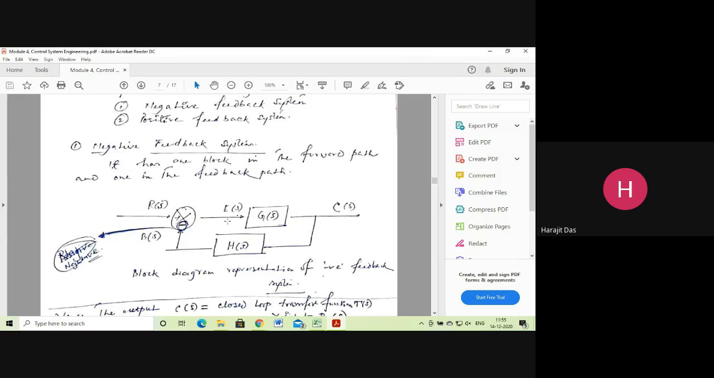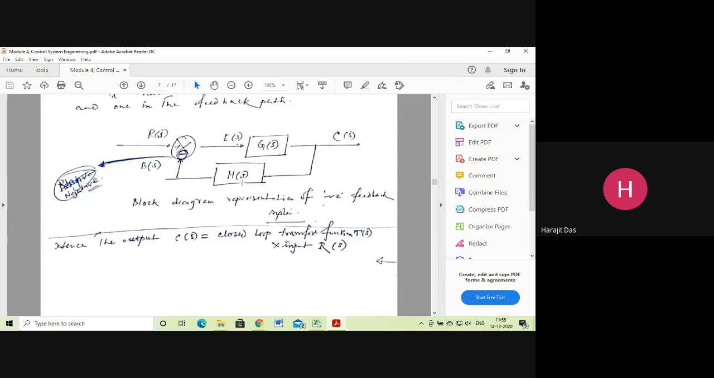So E of S, the error signal, will be given to the forward path gain, or overall gain, that is G of S. Just like the open system, and you will be getting C of S. And if C of S is not accurate, if there is a lack of accuracy, so the feedback gain H of S is what? This is the feedback system gain. So H of S, this system will be giving some feedback signal, that is B of S. Because small b of t was the feedback signal which was fed to the comparator. So capital B of S will be the signal which will be given as negative feedback.